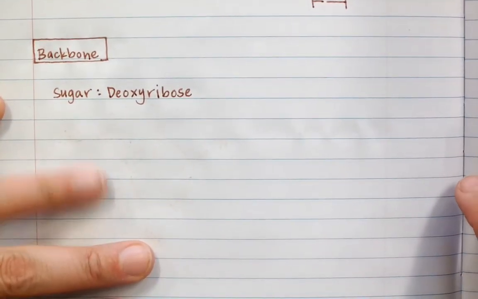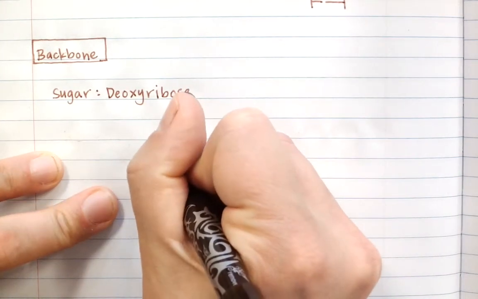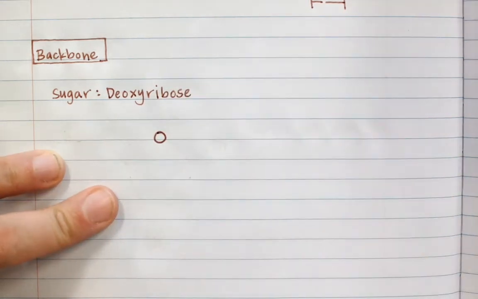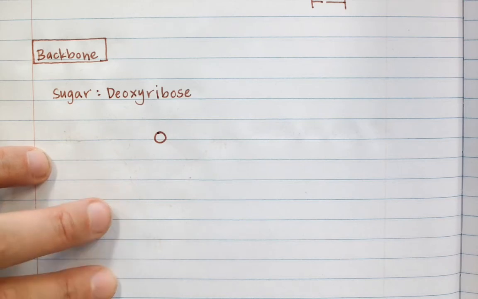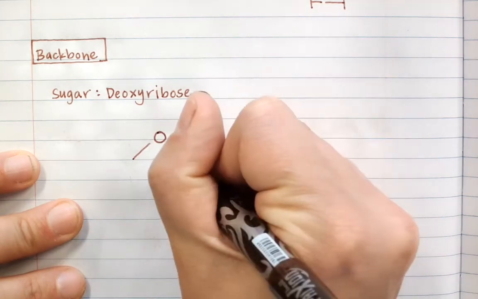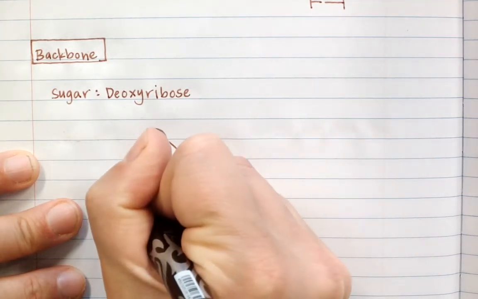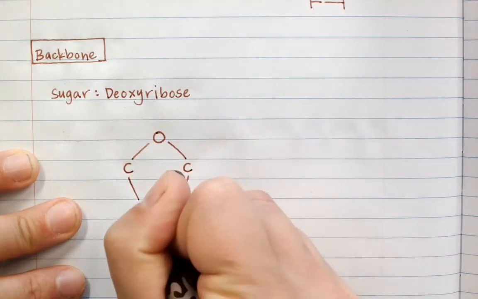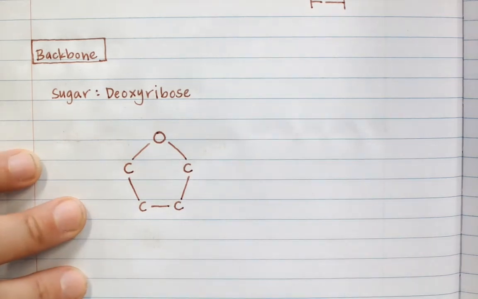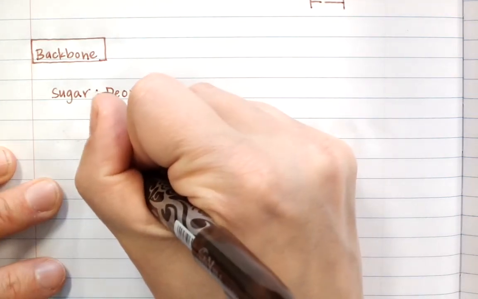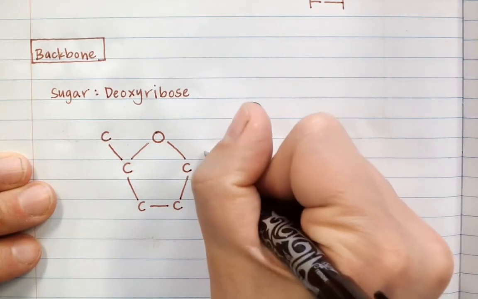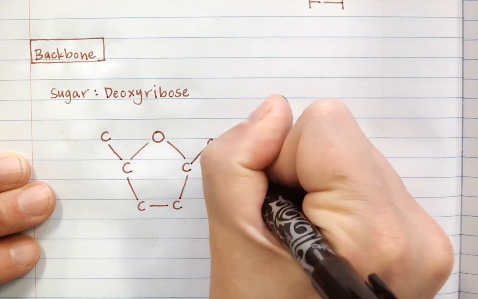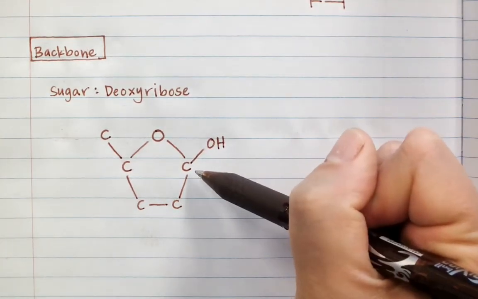And like our other sugar, glucose, that we've talked about a lot, it's going to have an oxygen that is sort of in the middle of the ring structure. And deoxyribose is a 5-carbon sugar, but only 4 of the carbons are in the ring. So I'm going to draw those 4 carbons. And then there's 1 more carbon that's outside of the ring, and it is attached here. All right, this carbon here has an OH attached to it.